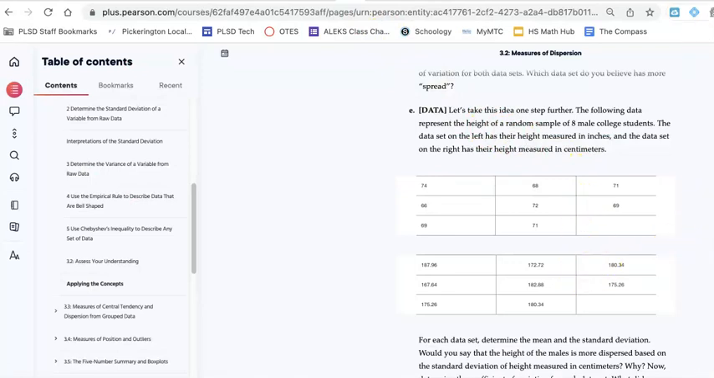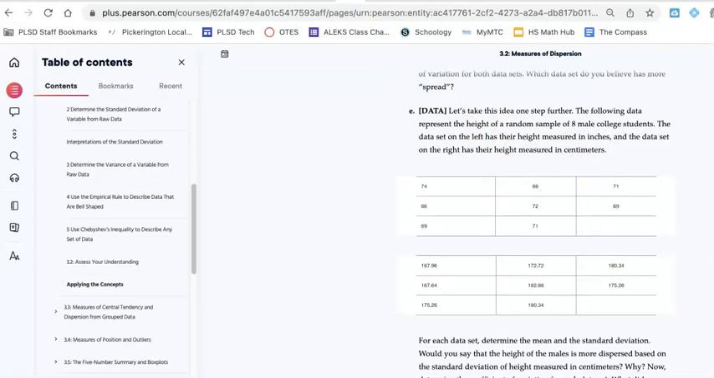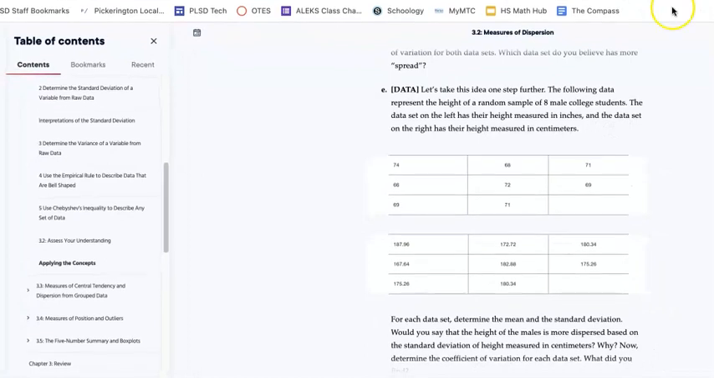But then it asks you for each of those data sets, find the mean and standard deviation. So go to those summary stats again. And then would you say that the height of males is more dispersed based on the standard deviation height measured in centimeters? So basically, would you answer that there's more spread based on what you see in centimeters and why?